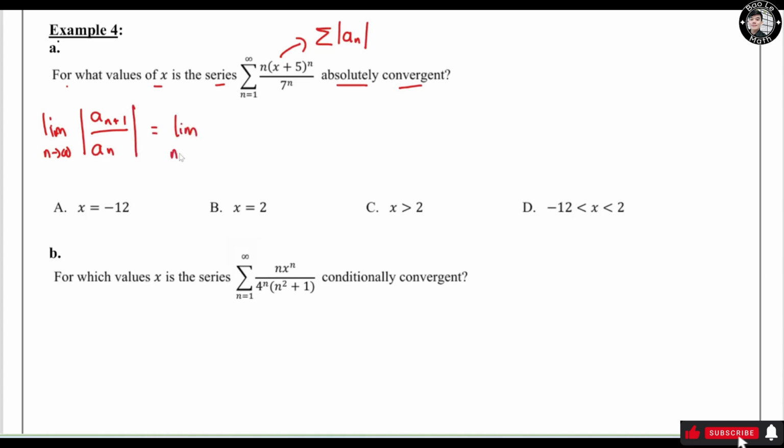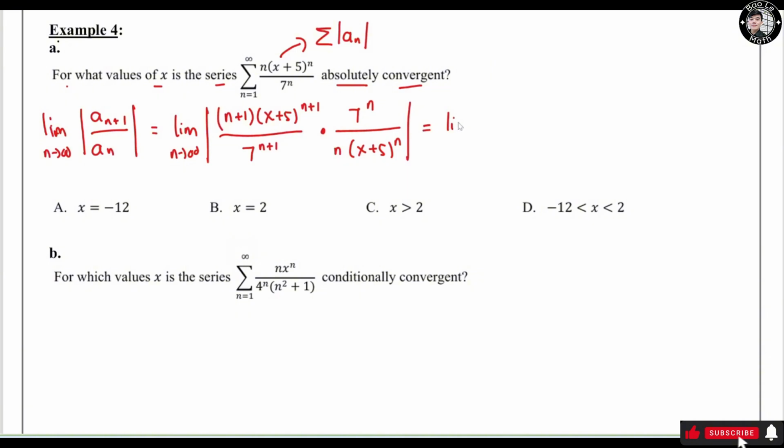Limit when n approaches infinity of the absolute value of a sub n plus 1, which is n plus 1 times s plus 5 raised to the n plus 1 over 7 raised to the n plus 1, right? Multiplied by the reciprocal of this one, so it would be 7 raised to the n over n times s plus 5 raised to the n, right? Now we're going to simplify, so it would be the limit when n approaches infinity of the absolute value of, on the top n plus 1 and the bottom n, we just rewrite, right?